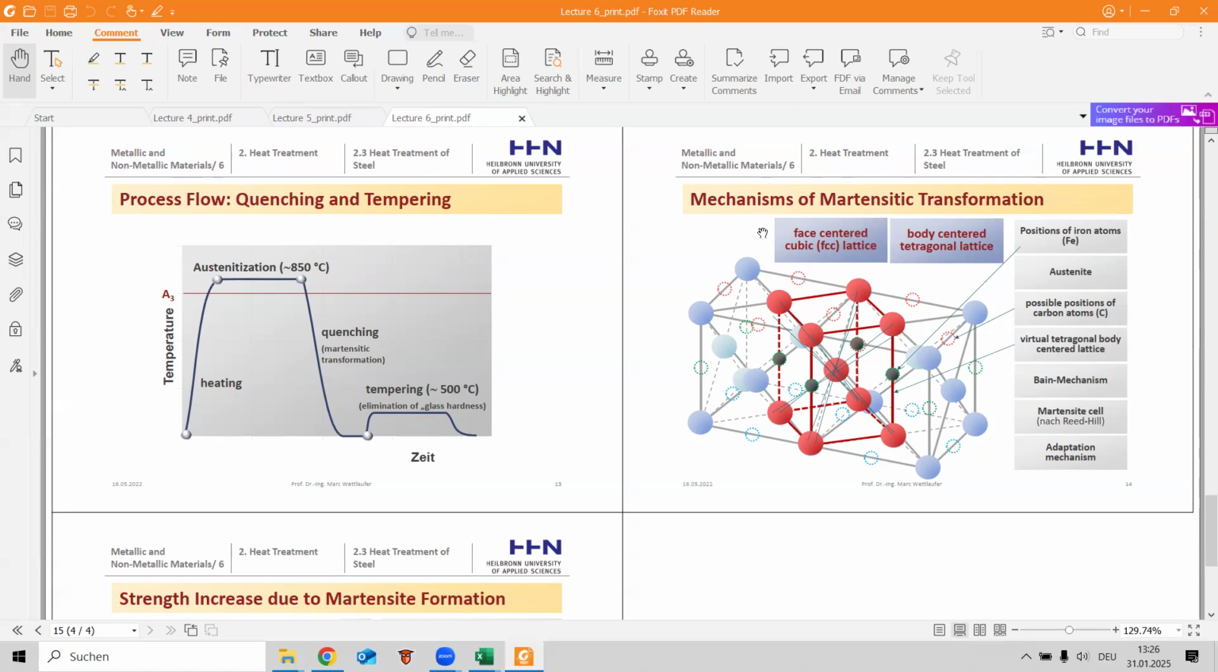So here we have a combination of face-centered cubic lattice and body-centered tetragonal lattice. So position of iron atoms here, austenite, possible position of carbon atoms, lattice.